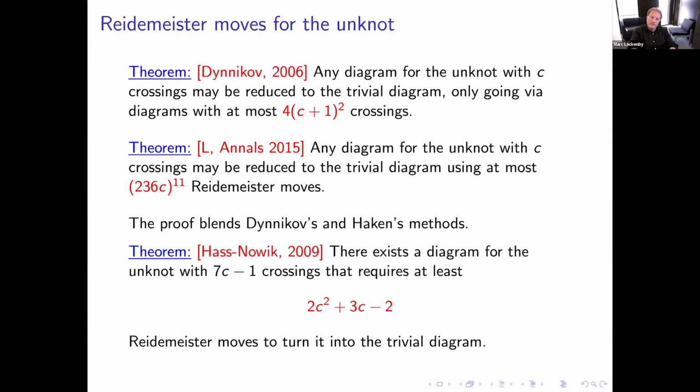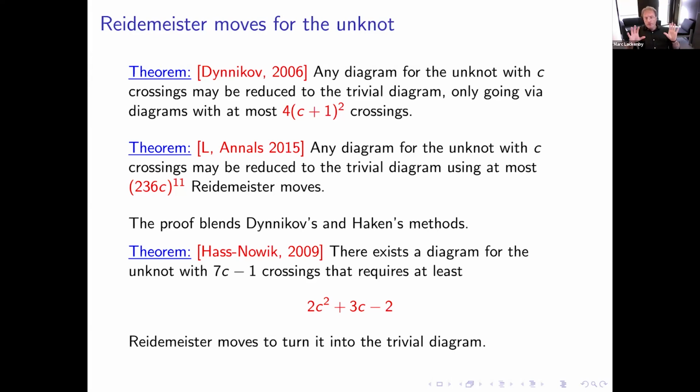What about lower bounds? Well, you always have a linear lower bound on the number of Reidemeister moves you need. If I've got a diagram of the unknot with C crossings, each Reidemeister move changes the number of crossings by at most 2. So the number of Reidemeister moves that I need to trivialize it is at least C/2. But actually, results due to Hass and Nowik prove that sometimes you need more than that. They gave diagrams of the unknot with linearly many crossings, but that need quadratically many Reidemeister moves to turn them into the trivial diagram.